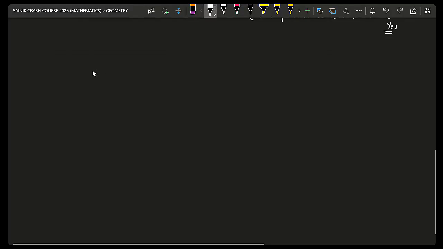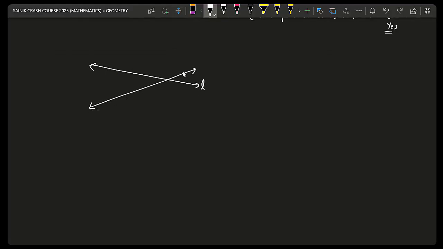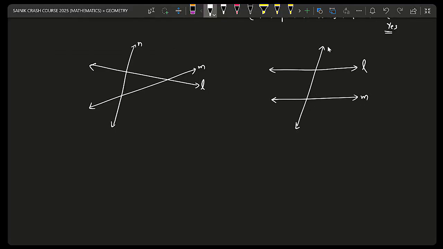Let's take two cases. So this is line L and this is line M and this is line N. In this case, N is a transversal of L and M. Let us say figure number 2: this is line L and this is line M and this is line N. Here also N is a transversal of L and M, but the only difference is in the first figure L and M are not parallel, but in the second figure L and M are parallel.